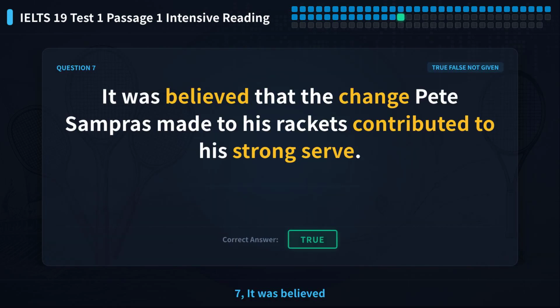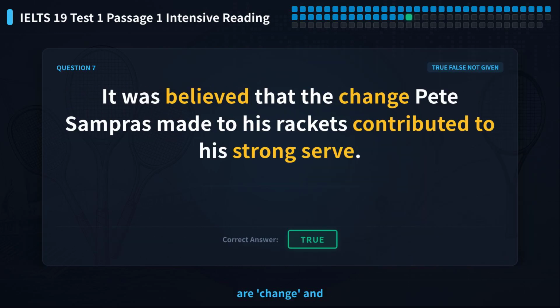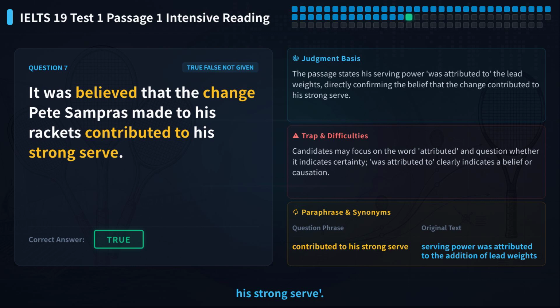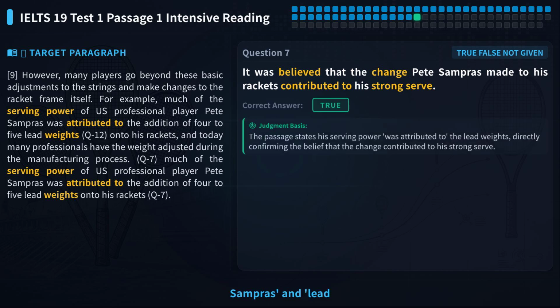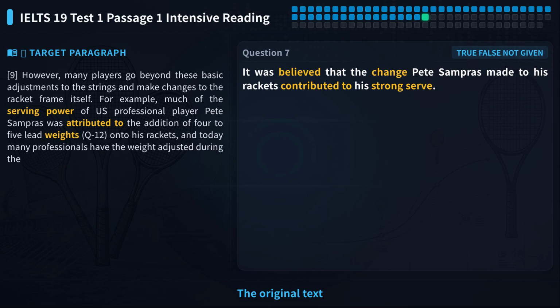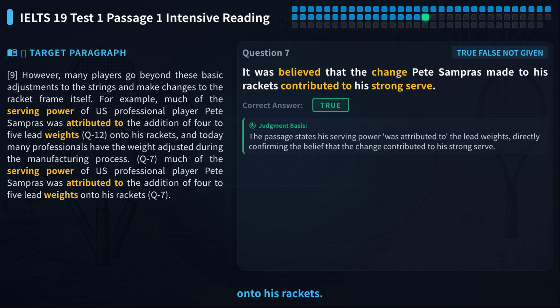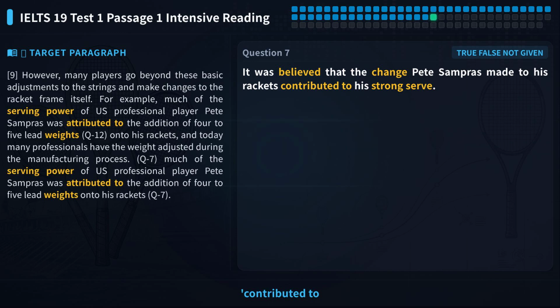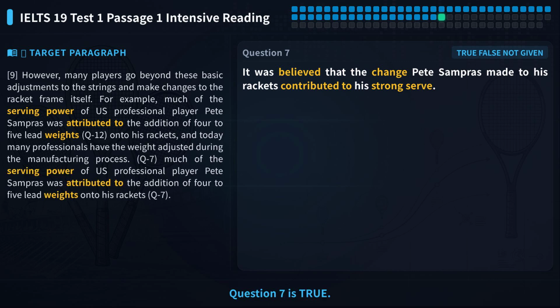Let's look at question 7. It was believed that the change Pete Sampras made to his rackets contributed to his strong serve. The key clue words in the statement are change and contributed to his strong serve. Locate paragraph 9. The scanning landmark words are Pete Sampras and lead weights. The original text says, his serving power was attributed to the addition of lead weights onto his rackets. The statement's contributed to his strong serve is a paraphrase of the original serving power was attributed to lead weights. This is a clear synonym replacement. So the answer to question 7 is true.